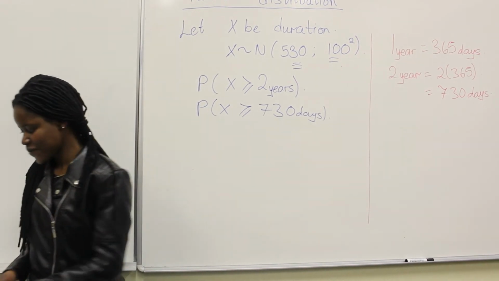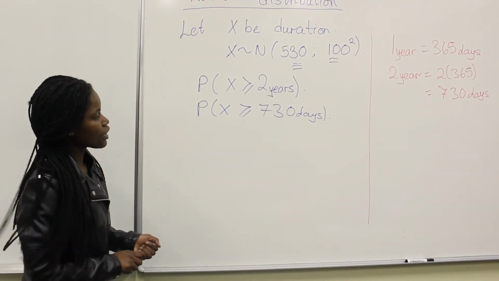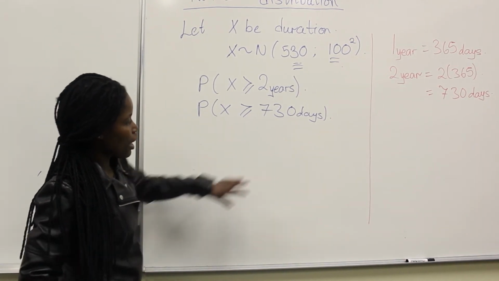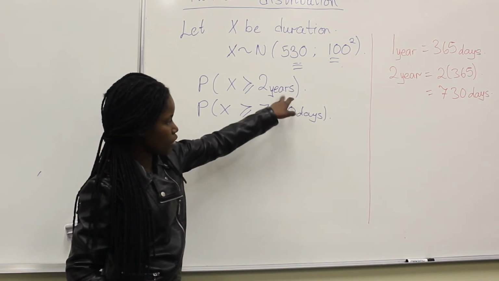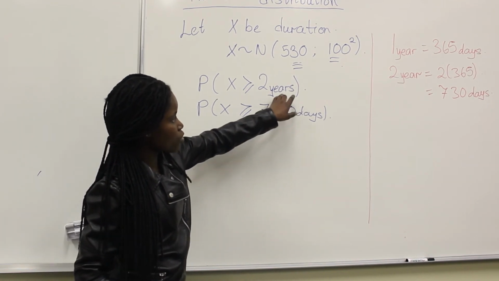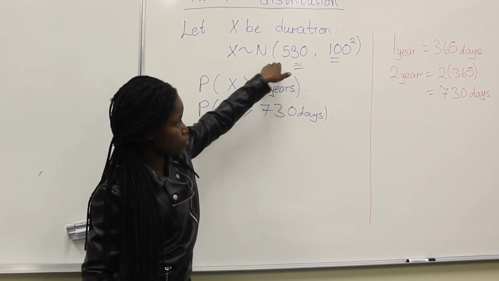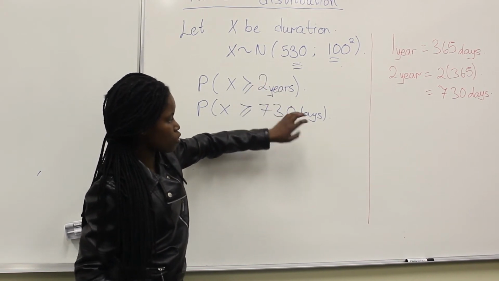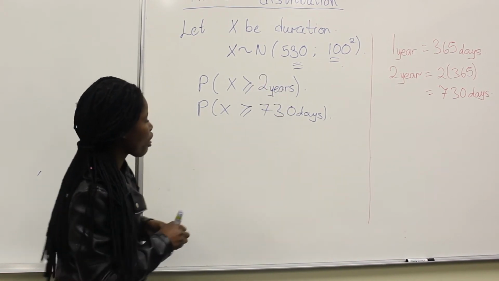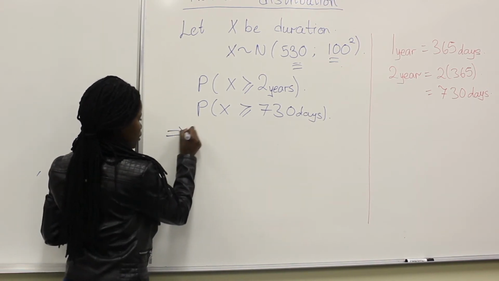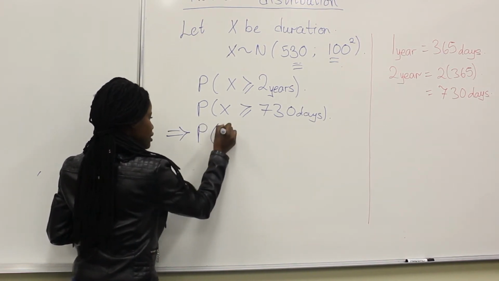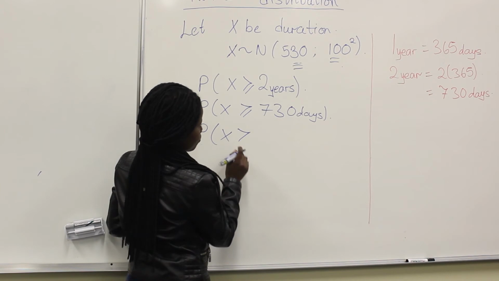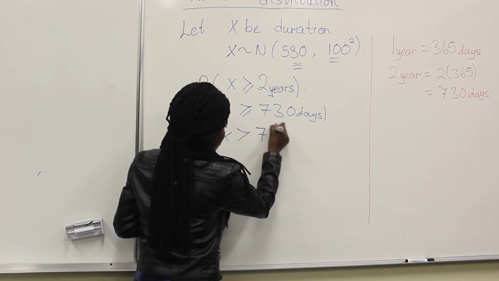Then to move forward, as I was saying, it's necessary for us to change from years to days so that we have the same units as the normal distribution up here. We can't use years and days because they're not in the same units. That's why I changed it to days. Then we move forward to calculate the probability of x being greater than 730.